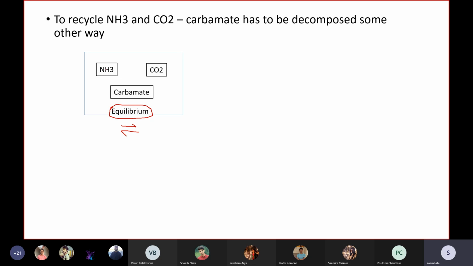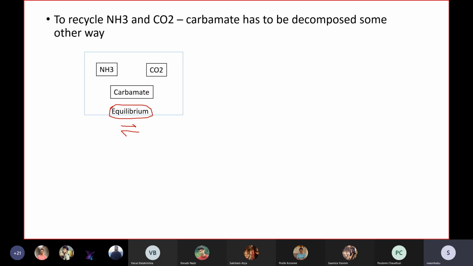So even though ammonia and CO2 react and form carbamate, ammonia and CO2 will not completely convert because this is a reversible reaction. Some amount of carbamate decomposes back. So at equilibrium state, you have ammonia, CO2, and carbamate. At equilibrium, the concentrations of ammonia, CO2, and carbamate will remain constant, right?